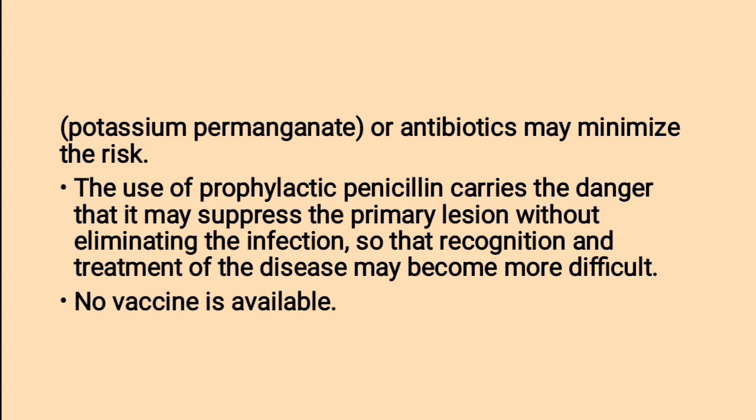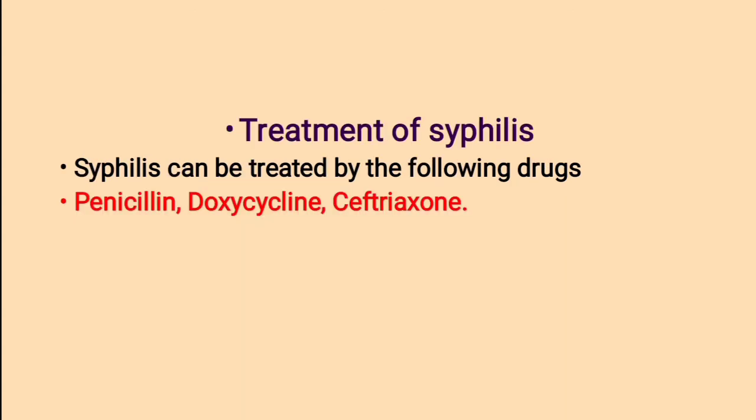Sometimes we use prophylactic penicillin, but that is dangerous. What is the danger of this situation? It suppresses the primary lesion without eliminating the infection, so the recognition is very difficult. And no vaccine is available for Treponema pallidum infection. What is the treatment of syphilis? Syphilis can be treated by drugs like penicillin, doxycycline and ceftriaxone.